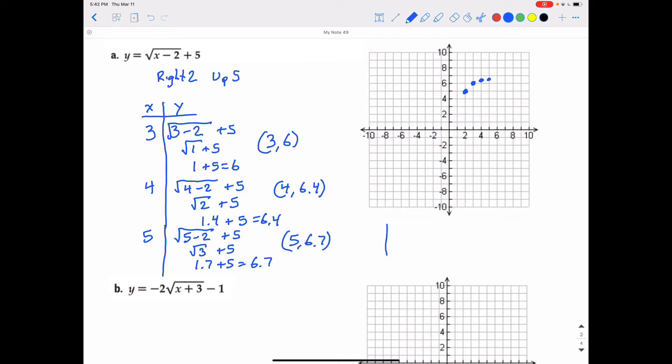So if I plug in a 6, that would be square root of 6 minus 2 plus 5. Square root of 6 minus 2 would be the square root of 4 plus 5. And we know the square root of 4 is exactly 2, and 2 plus 5 is 7. So this would be 6, 7. So over 6 up 7.